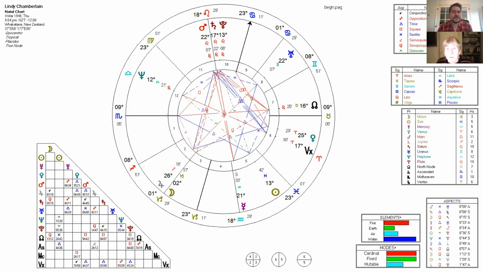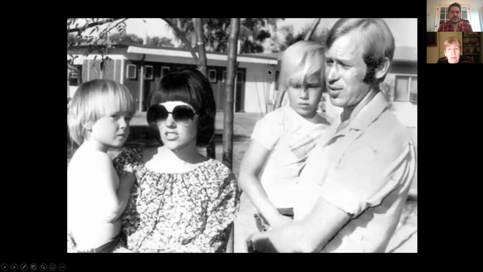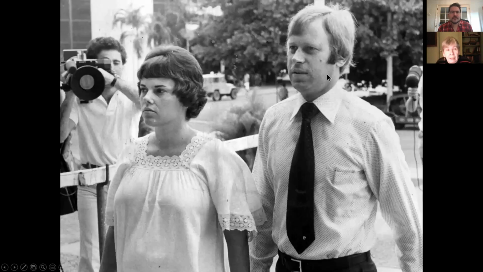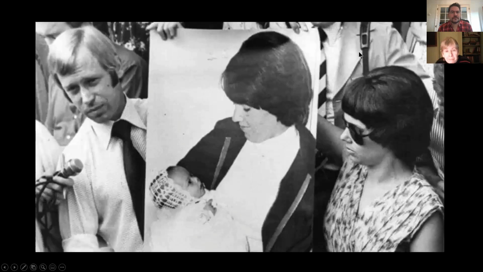So, okay, I put a few pictures in because I just thought that might help those of you that have not seen her before. This is with her two sons. And this is when she was turning up for her first trial in Darwin. And this is what they did when the first inquest that they held came out with the conclusion that the dingo had taken the baby. And she came outside the court and she and Michael held this particular poster up.